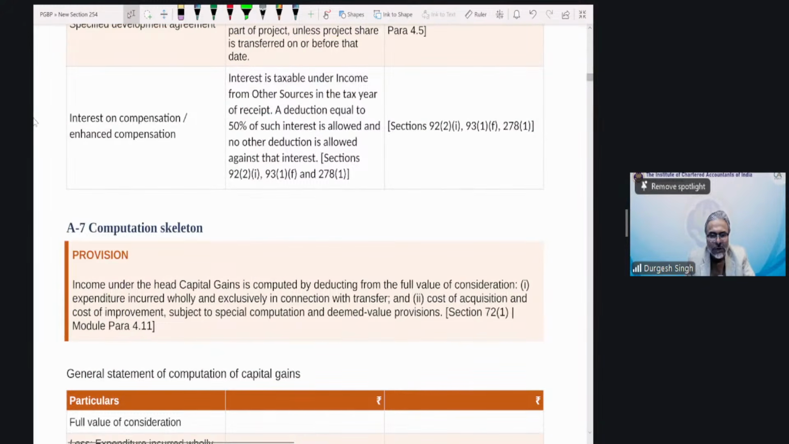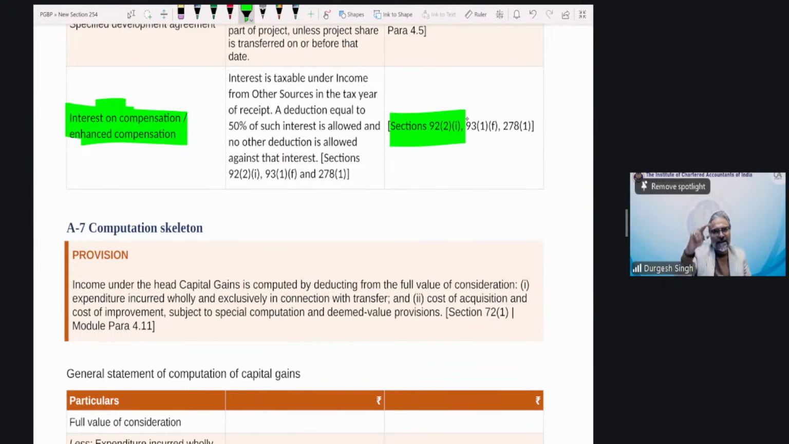Now, interest on compensation. This is the IFOS entry, students. Although this would have come in IFOS, it is good that we will revise it over here. These are sections of IFOS, by the way. Section 92 is the charging section of IFOS under the new law.